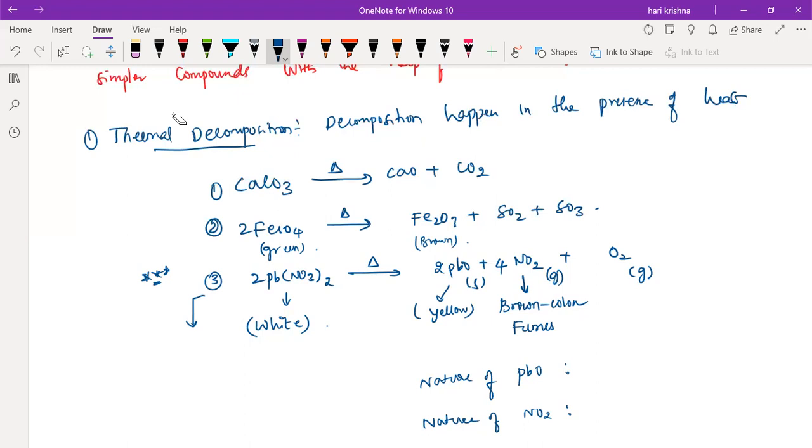Okay, first, before that confirmation: metal oxides are what nature, and non-metal oxides are what nature? Sir, metal oxides are acidic and non-metals are basic, right? No problem. Metal oxides are basic in nature. Non-metal oxides are acidic in nature. Okay? Metal oxides are basic in nature. Non-metal oxides are acidic in nature.